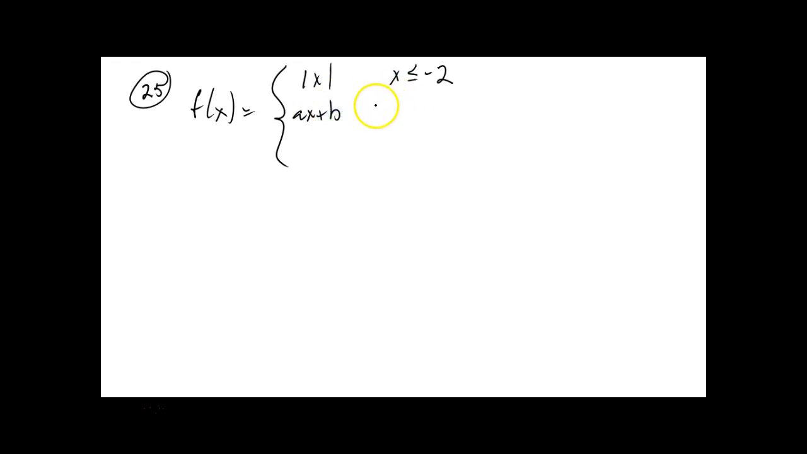I've got to do this every time. So here's 25. F of x is defined to be absolute value x for all x's less than or equal to negative 2. It's ax plus b for all negative 2 less than x is less than or equal to 4. And what was the other one? 3x squared plus 2. Plus what? 2. Okay. For x greater than or equal to 4.